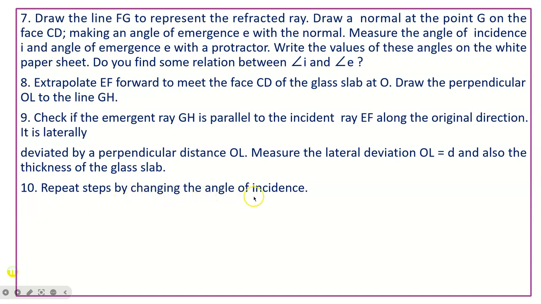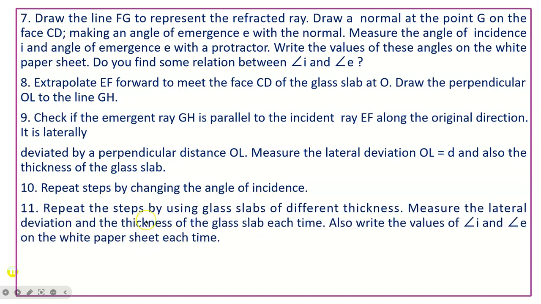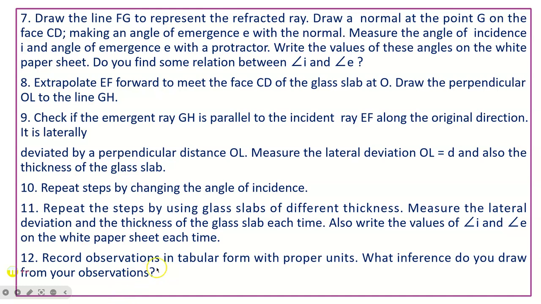Repeat the steps by changing the angle of incidence. Repeat the steps by using a glass slab of different thickness. Measure the lateral deviation and thickness of the glass slab each time. Also write the values of i and e on the white paper sheet. But most of the students will do this experiment with a single glass slab. Record observations in tabular form with proper units. What inference do you draw from your observations?